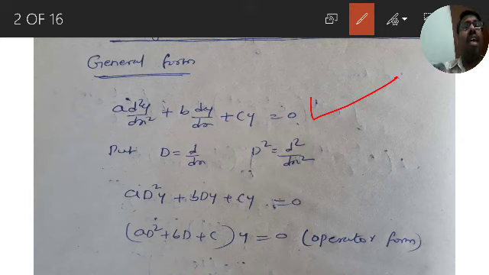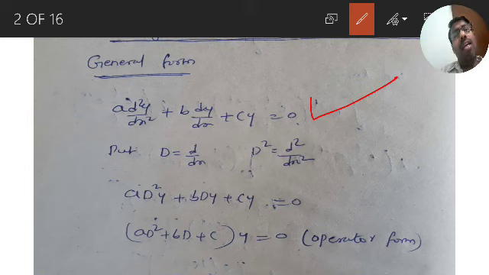Therefore what can we say, this is the general form of which equation? Homogeneous second order linear differential equation with constant coefficients. Are you getting? So this is the general form of the homogeneous second order.